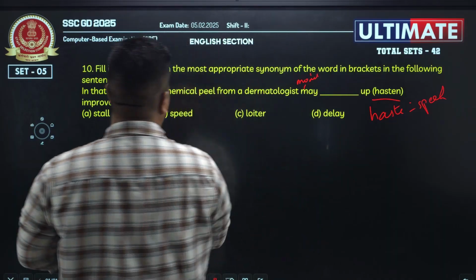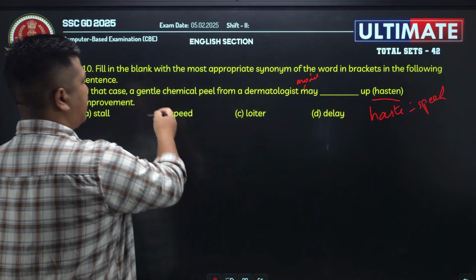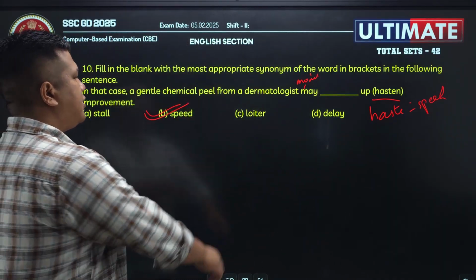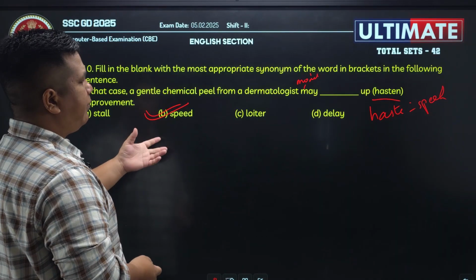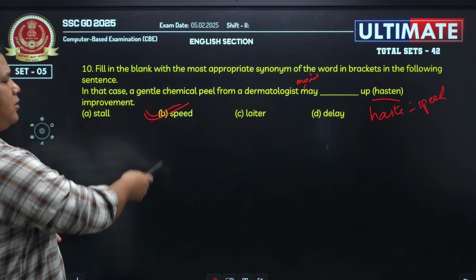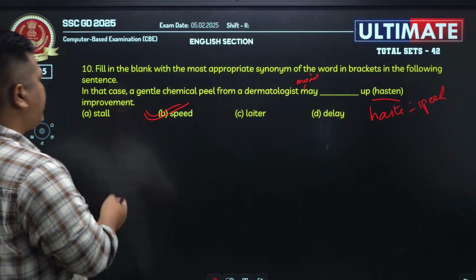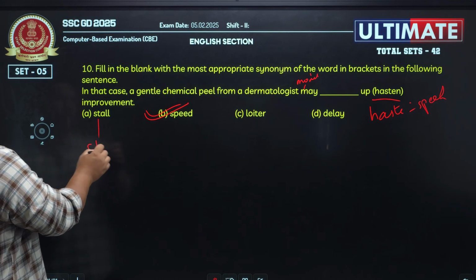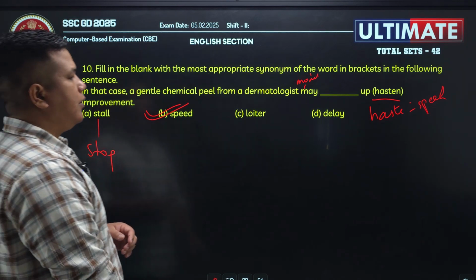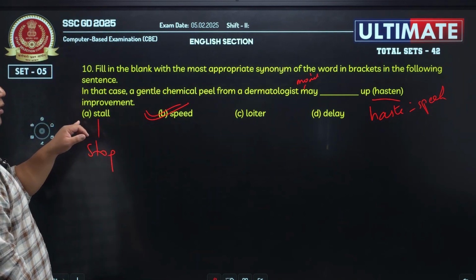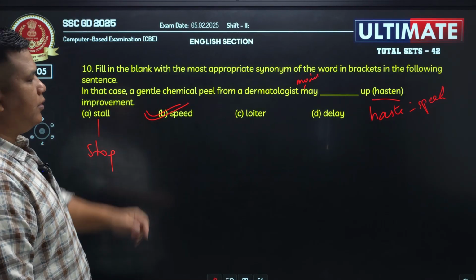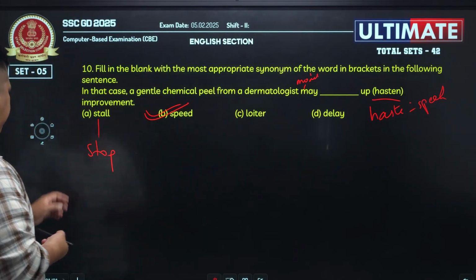Synonym of quicker: speed. Speed up the process. Speed can be a noun or a verb; in this case it is acting like a verb. Stall, stop. Quit stalling, delaying. Option D is a different word, stall. Loiter also does not fit.